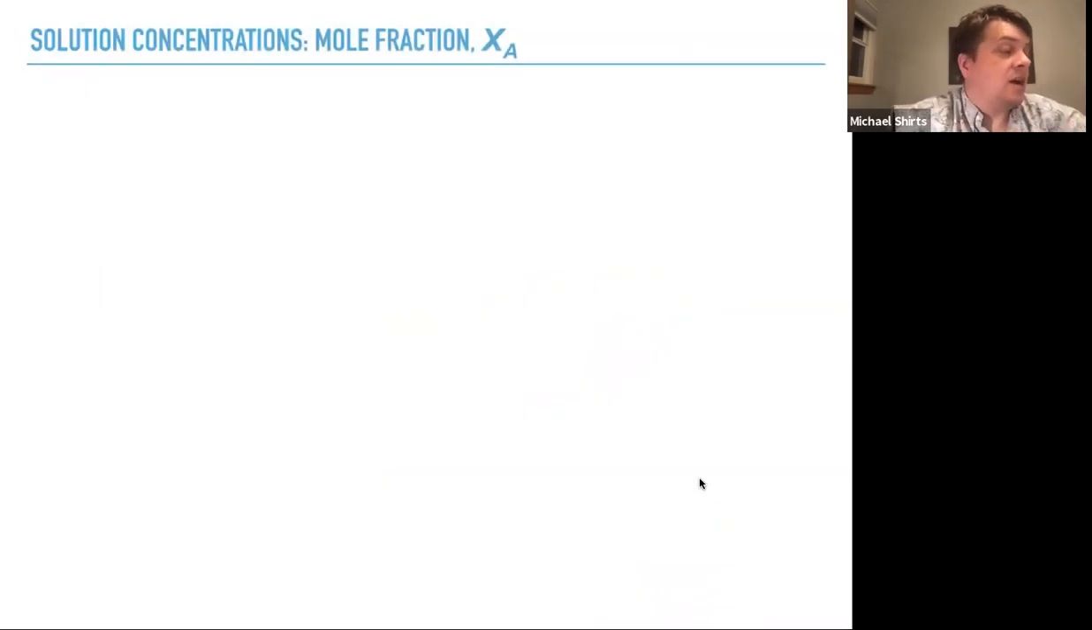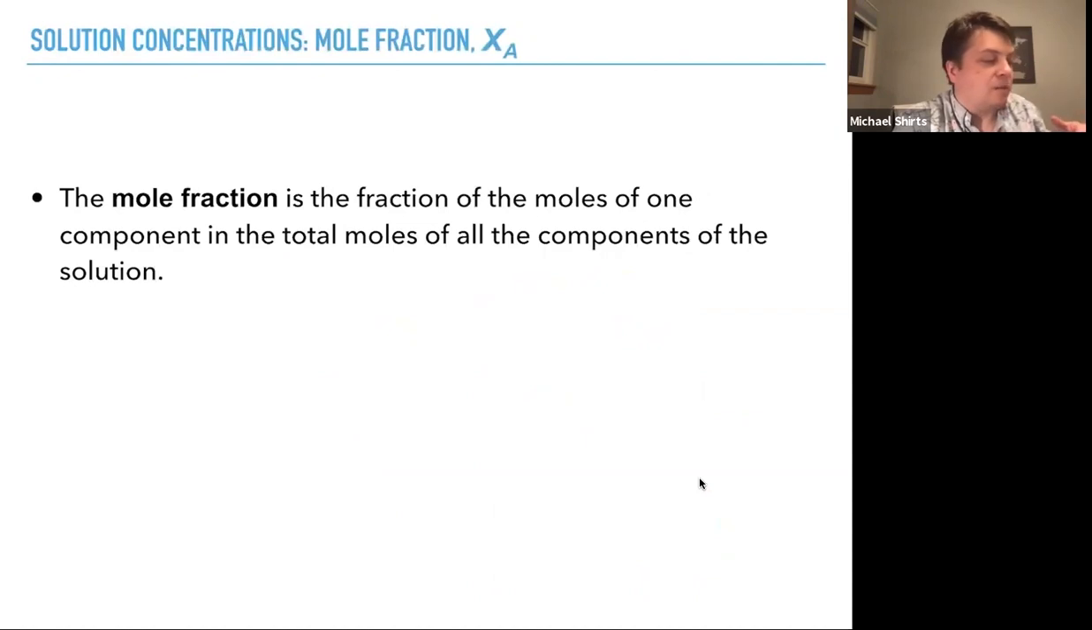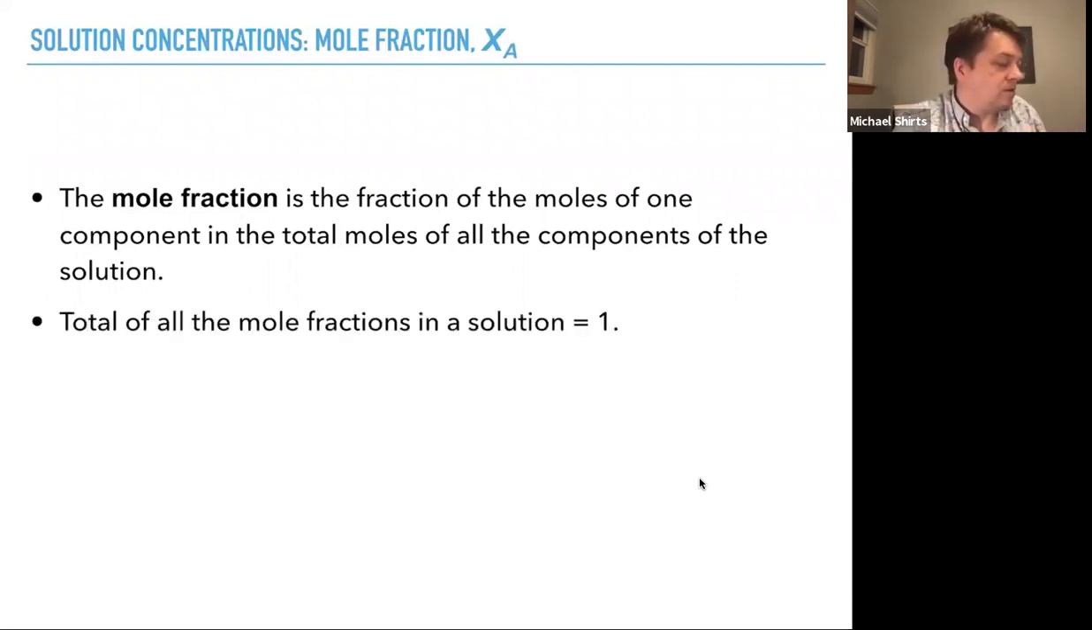Mole fraction occurs quite a lot. That's an important quantity to be able to calculate as well. So let's take a look. Mole fraction is the fraction of the moles of one component in the total moles of all the components of the solution. However many components you have, you can calculate mole fractions. You just take the number of moles of each of the components and divide by the total number of moles.